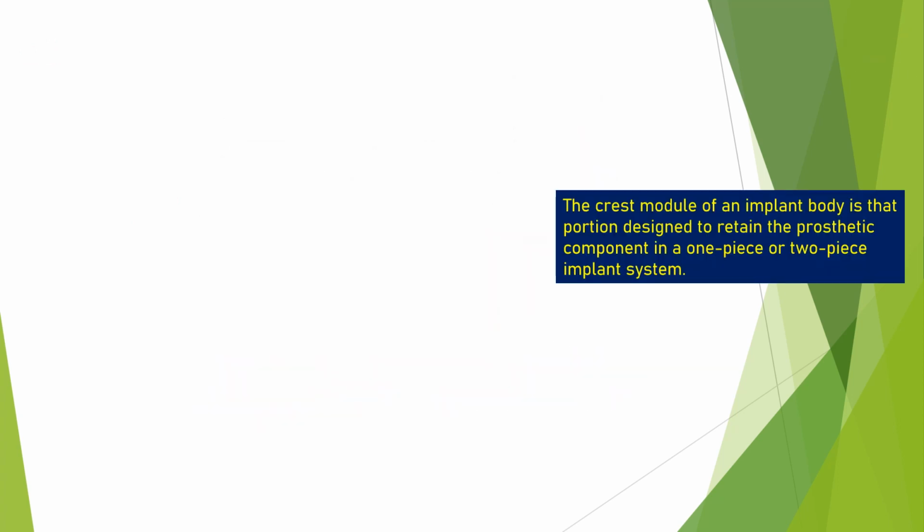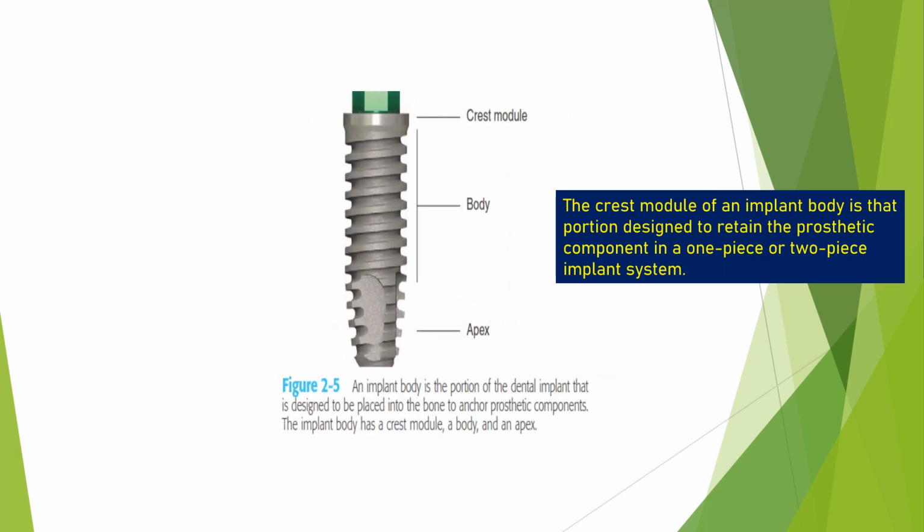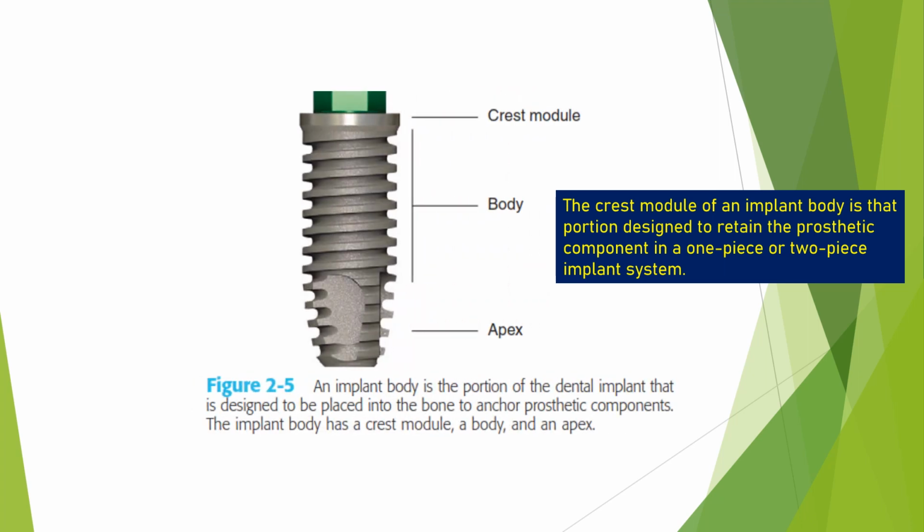And the implant body can be divided into a crus module, body, and an apex. Crus module, or it is known as cervical geometry. What is a crus module? It is that portion of an implant body designed to retain the prosthetic component in one-piece or two-piece implant system. And it is primarily designed for either surgical ease of prosthetic loading to the implant bone interface.